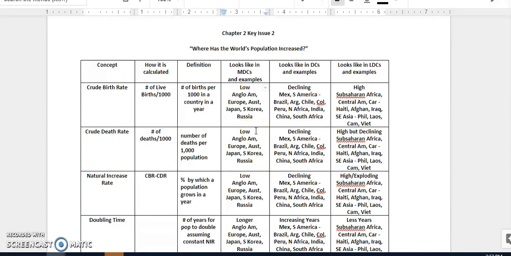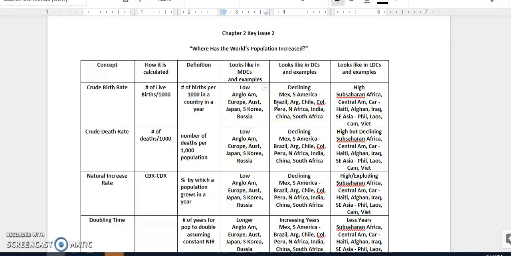It should be low, but there may be a slight increase in that death rate in the stage 4 MDCs. That's because we have more old people, because we have a longer life expectancy. We have more old people who are going to die, which increases that death rate. That's Anglo-America, United States and Canada, countries in Europe, Australia, Japan, South Korea, and Russia.